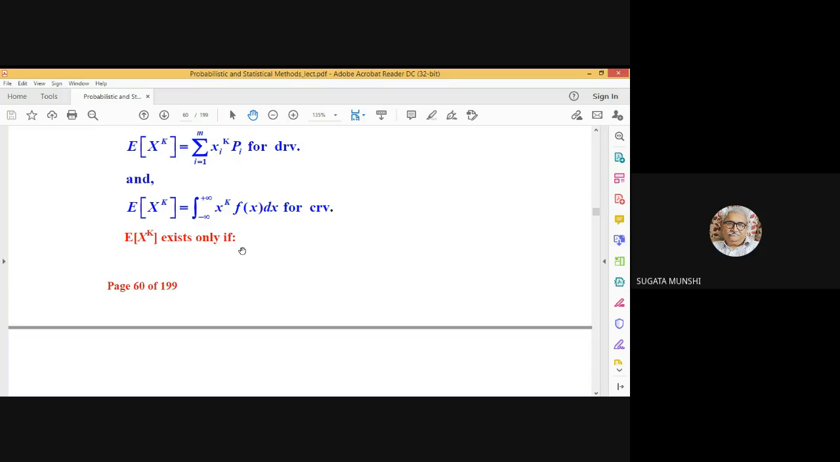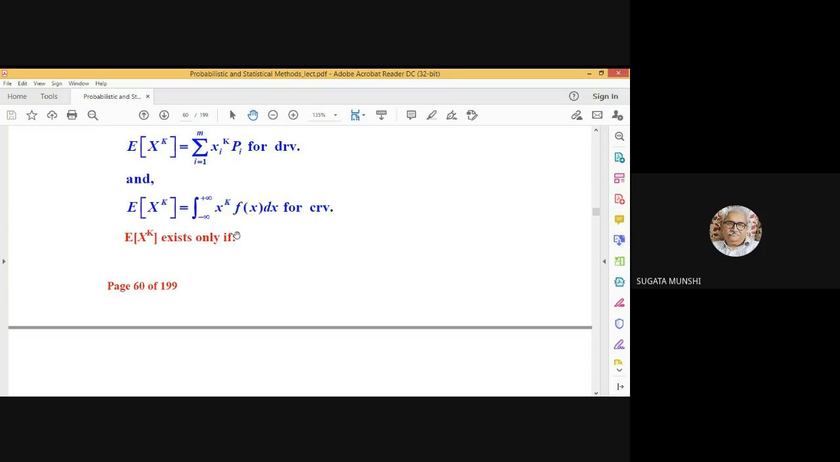Now consider x cubed. What is the nature of x cubed? K equal to 3, so it will be an odd symmetric function. So x cube fx is an odd function if fx is even. So again, its integration over minus infinity to plus infinity will be 0. So the expectation of x cube will be 0 if fx is even.